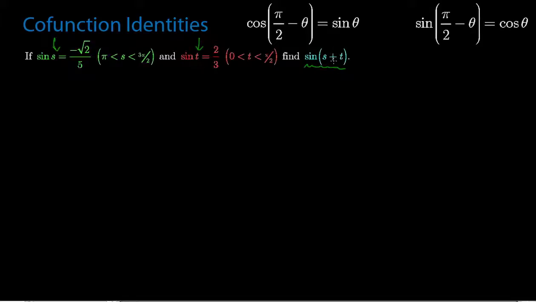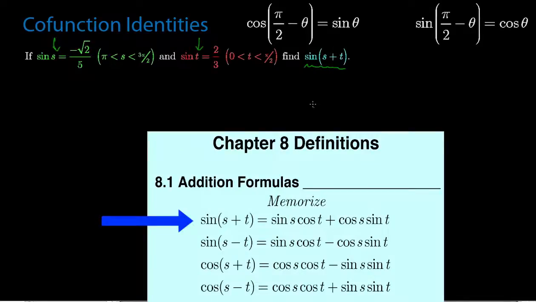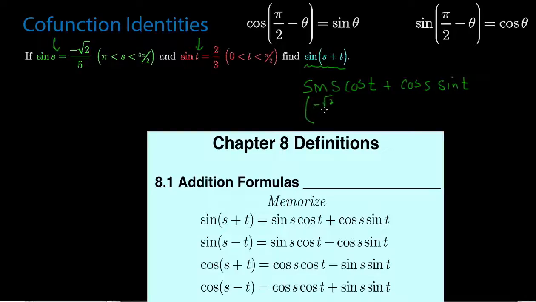So to start with the formula, the sine of s plus t is again sine cosine plus cosine sine. So I know I need sine s cosine t plus cosine s sine t. To find these 4 things, I look at what I'm given. Sine s, I was told, is negative root 2 over 5. So over here I have negative root 2 over 5. Cosine t, I don't know. I wasn't given that. Cosine s, I wasn't given. And sine t, I was told, is 2/3.